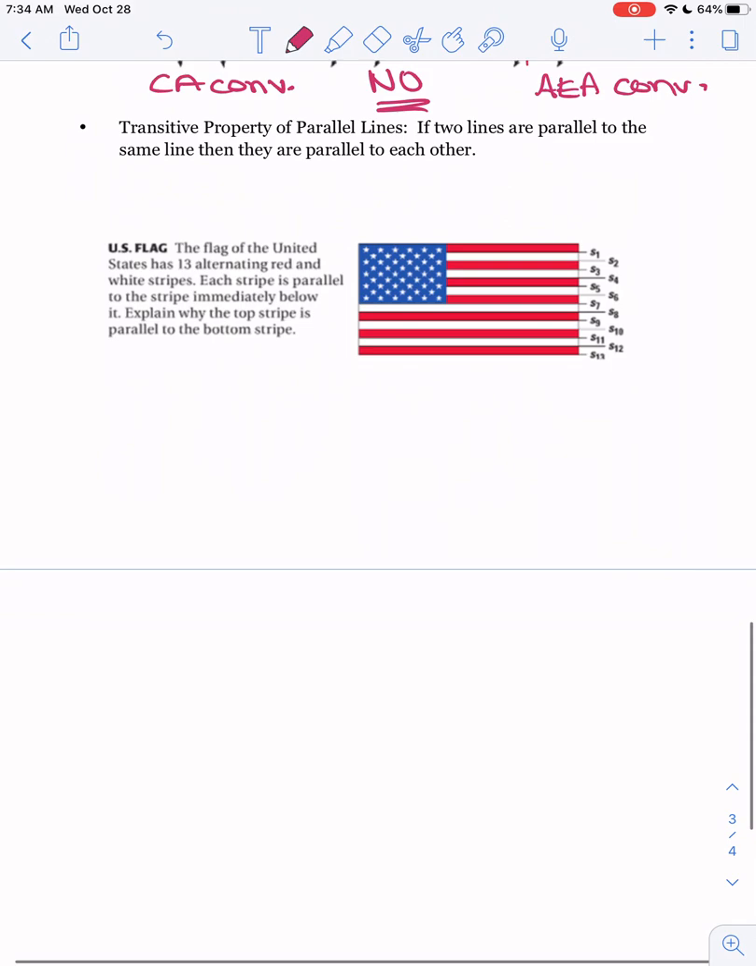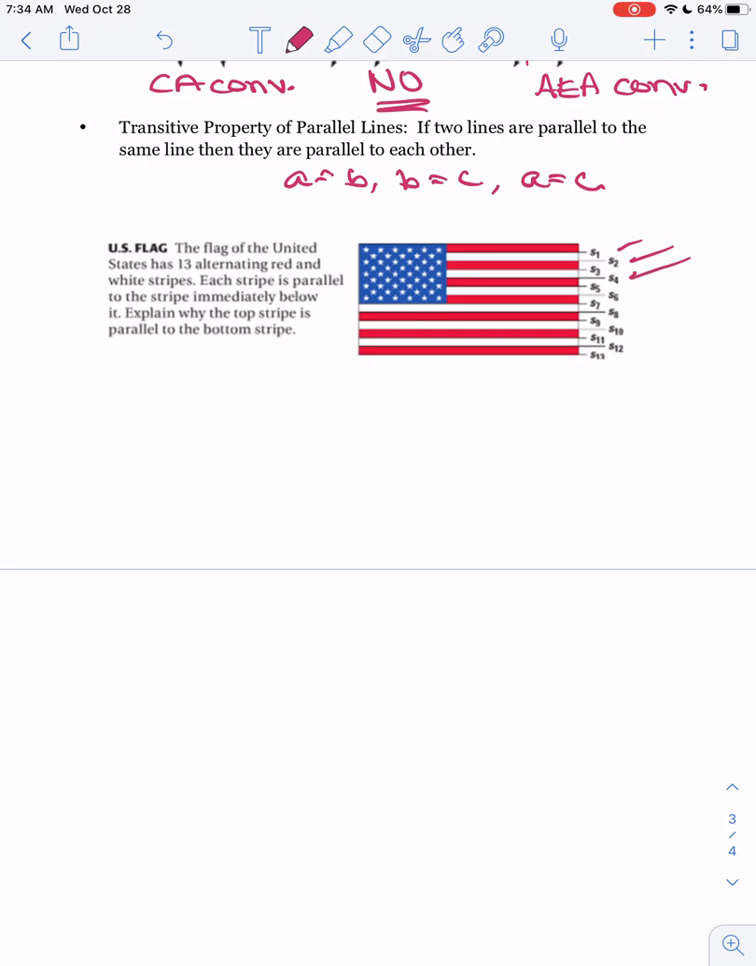One last quick thing I want to talk about, it's called the transitive property of parallel lines. If you remember transitive property, if A equals B and B equals C, then we know that A equals C. It's the same thing for parallel lines. If line 1 is parallel to line 2 and line 2 is parallel to line 3, then we know for sure that line 1 is parallel to line 3.